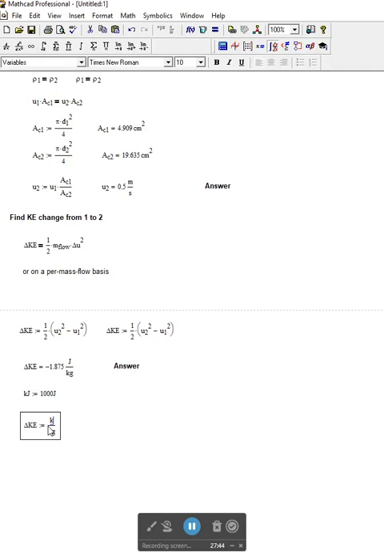whoops, I got the wrong one. Let me fix this. Equals KJ per kilogram. Now I've got my answer. And so if I want it in kilojoules per kilogram, that's what it is. What if I want it in joules per gram?